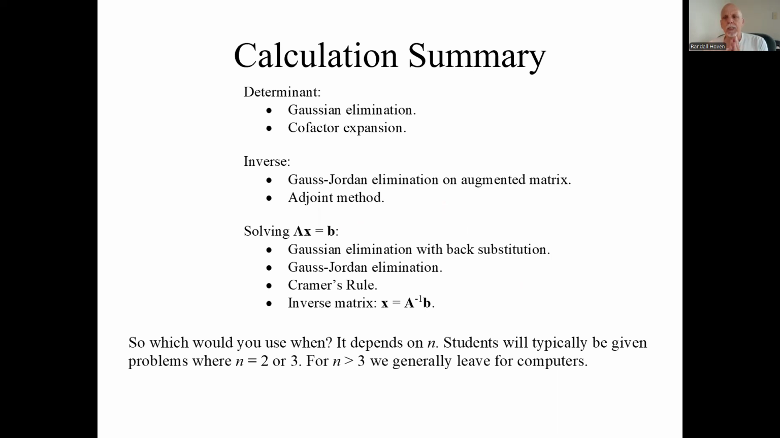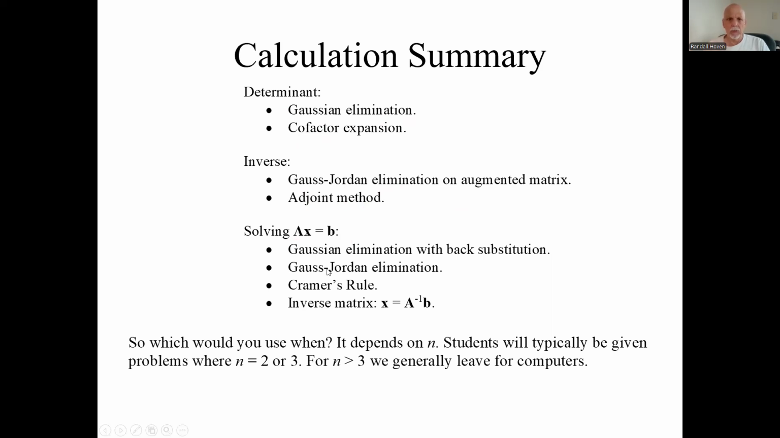Okay, this is the real point of this video. At this point, we've been through multiple methods to do multiple things. Finding the determinant, finding the inverse, and solving a system of equations. For the determinant, we could use Gaussian elimination and then properties, or we could do cofactor expansion. For an inverse, we could use that Gauss-Jordan elimination method on an augmented matrix, or you could use the adjoint method, which we more recently did.